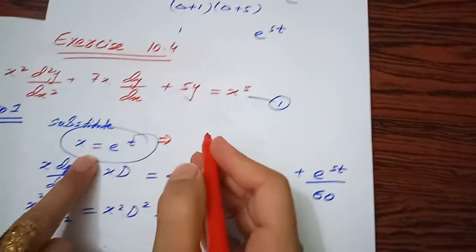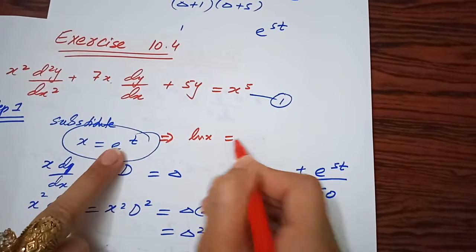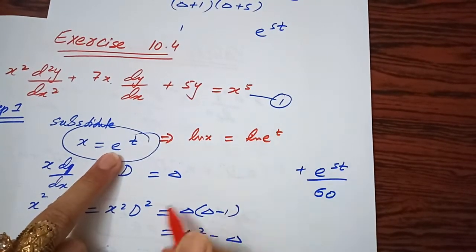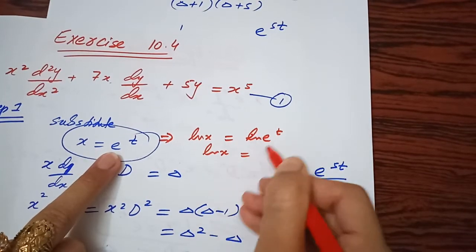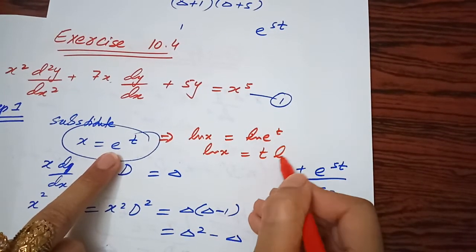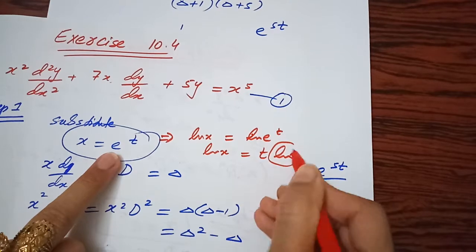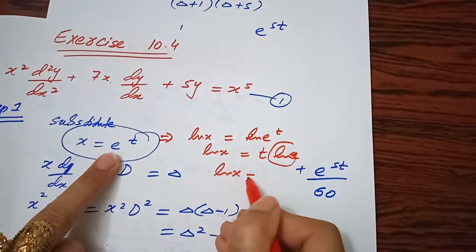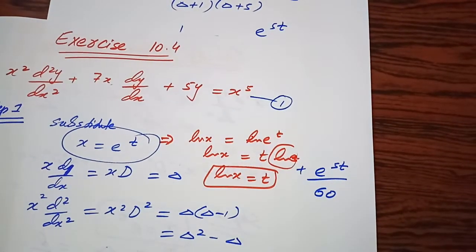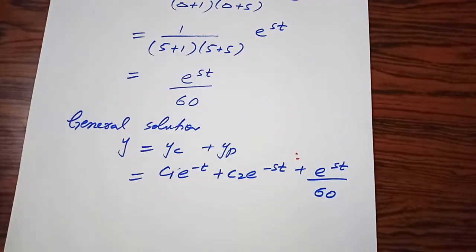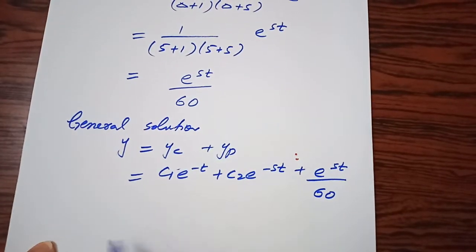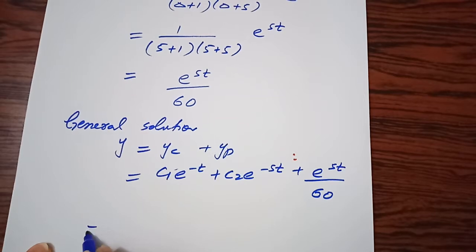Apply the natural log on both sides. ln x equals ln e raised to power t. So ln x equals, the power comes down, t ln of e. And you know that ln of e is 1. So the value of t comes to be ln of x. So let's use this value. In place of t, it's going to be ln of x.